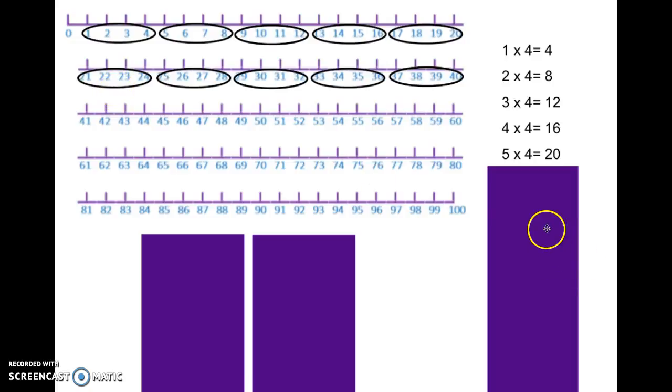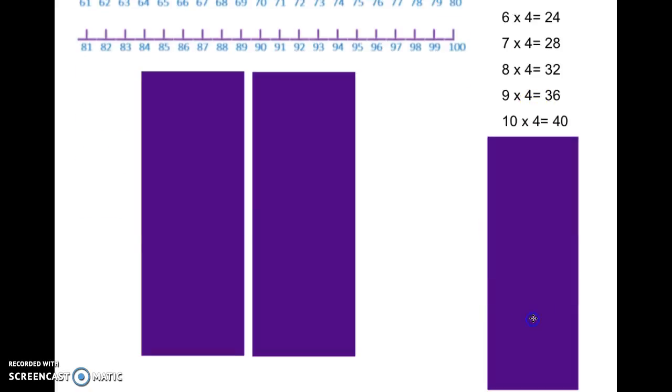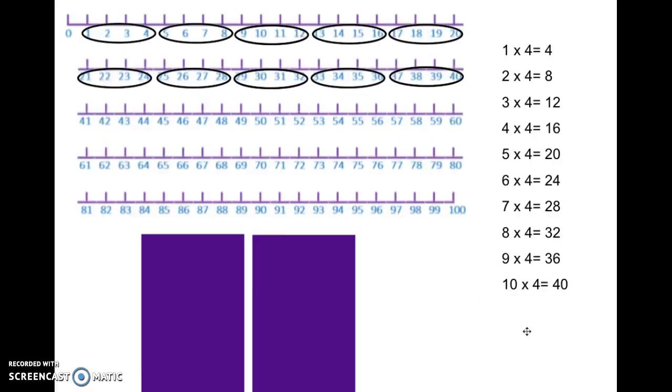6 sets of 4s is 6 times 4, which is 24. 7 sets of 4s is 7 times 4, which is 28. 8 sets of 4s is 8 times 4, which is 32. 9 sets of 4s is 9 times 4, which is 36. And lastly, 10 sets of 4s is 10 times 4, which is 40.